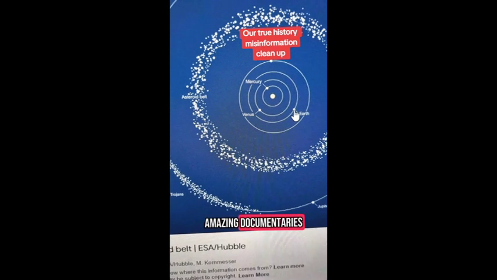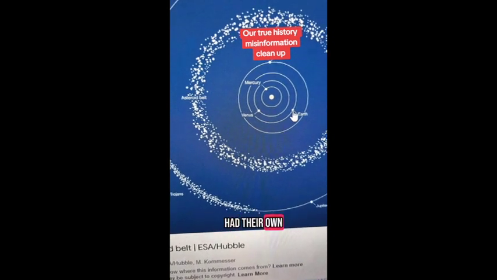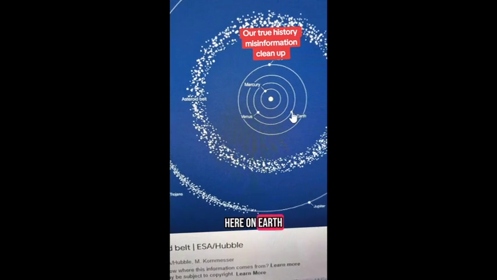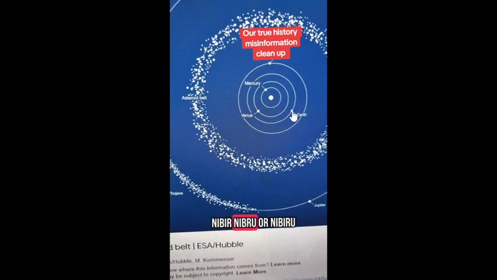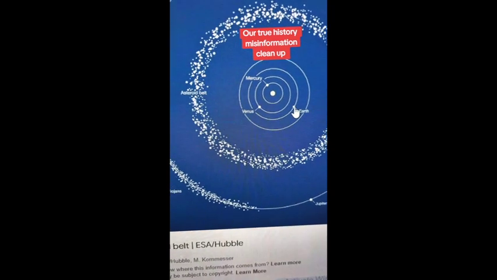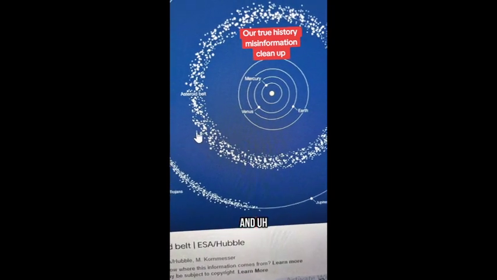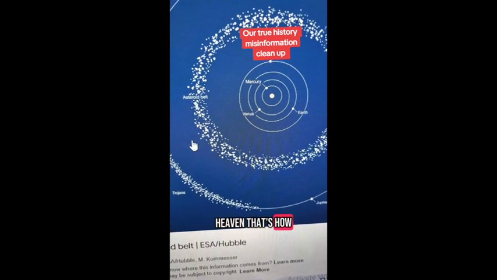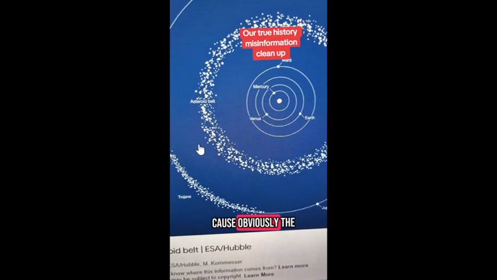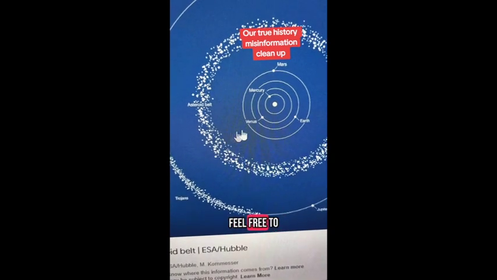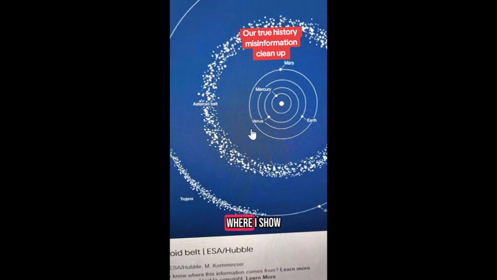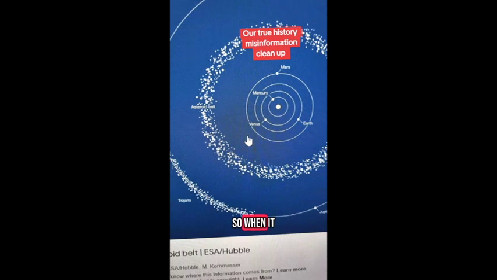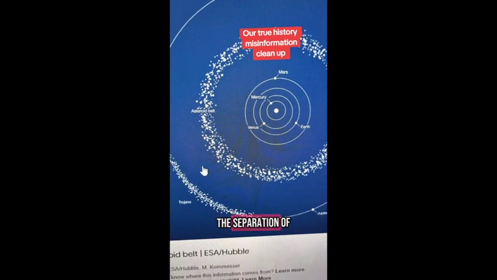So if you watch my amazing documentaries, you'll see Nibiru had their own city on it called Nibiru, and they even created a shrine here on Earth called the Shrine to Nibiru, or Nibiru, depends how you translate it. So that's really what above and so below is. It's basically above the asteroid belt and below it, because that was one heaven, that was another heaven. That's how they would say heavens in the Bible, because obviously the Bible's a copy of the Anunnaki text. Feel free to watch my thousands of documentaries where I prove things like heaven was space. So when it refers to heavens, it's actually talking about the separation of one heaven to another.